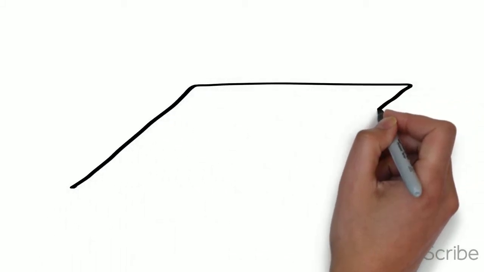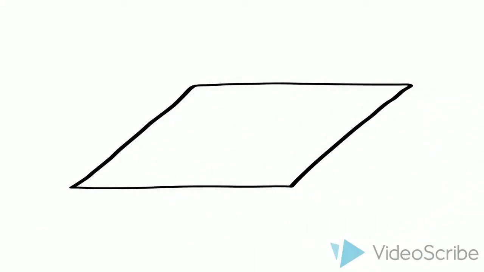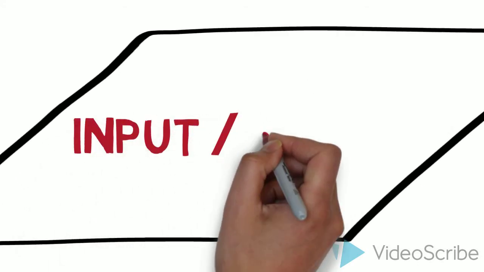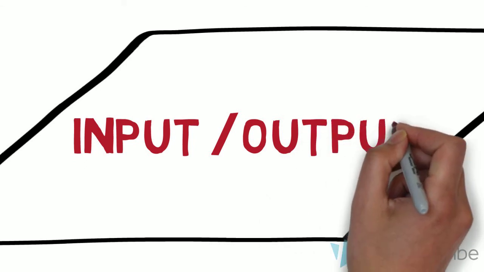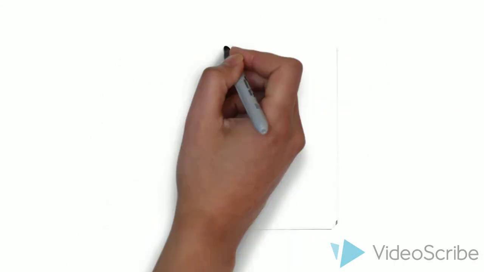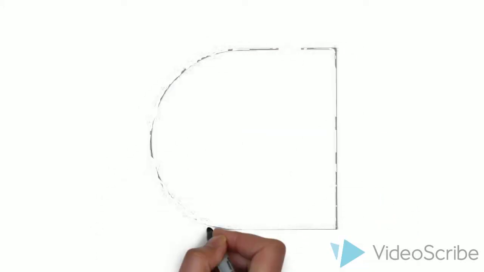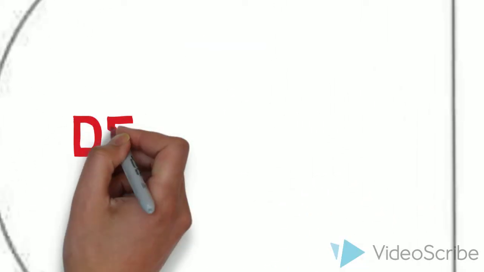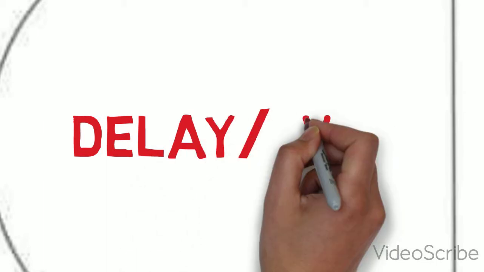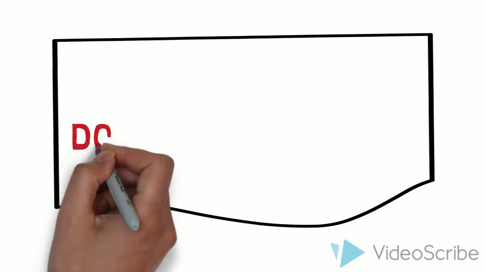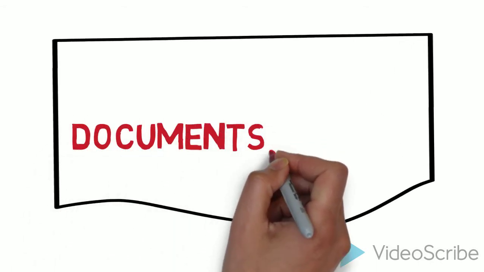A parallelogram represents input and output of the process. The half oval represents a delay or wait in the process. And the flag-shaped image represents documents and/or images.